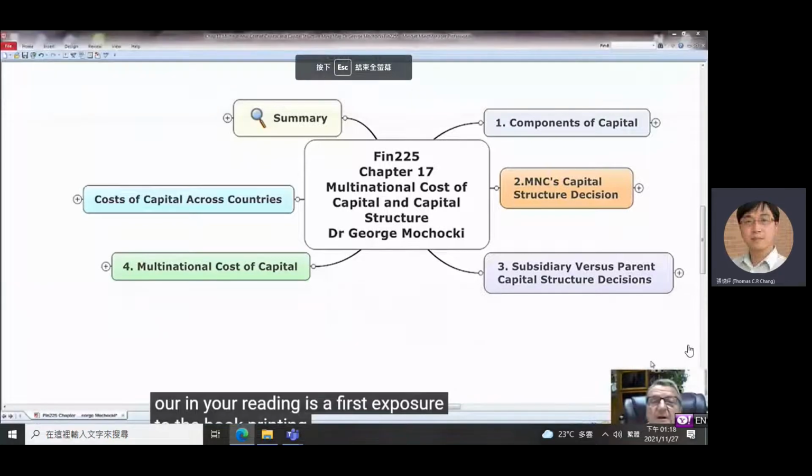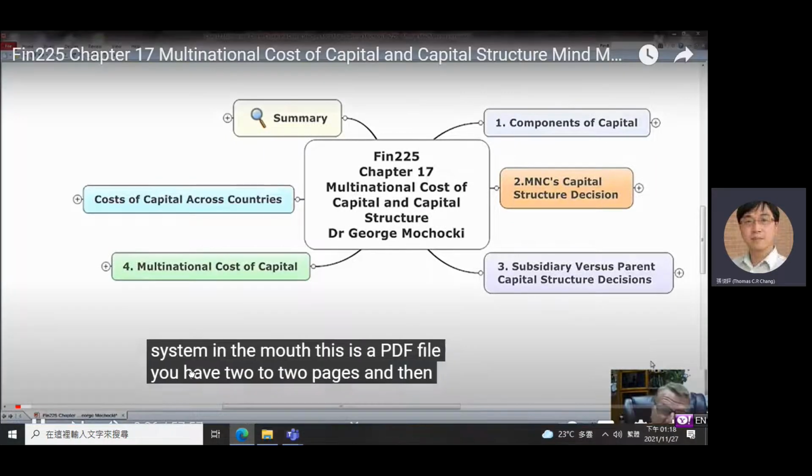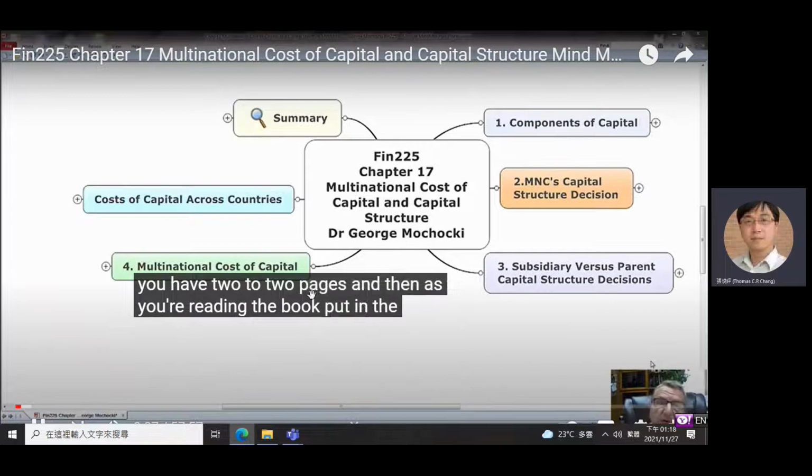In your reading is your first exposure to the book. Print out my concept maps from the course Blackboard course management system. It's in a PDF file. You have two pages, and then as you're reading the book, put in the notes.